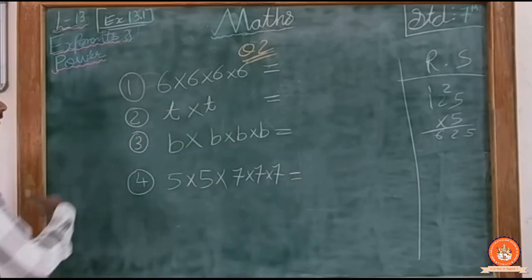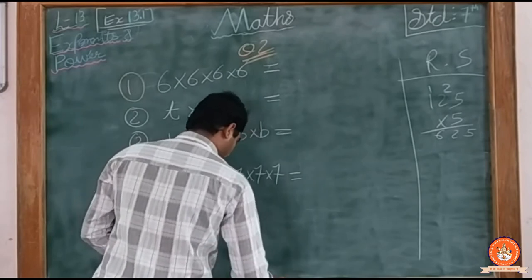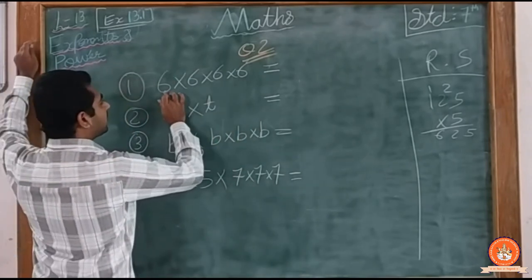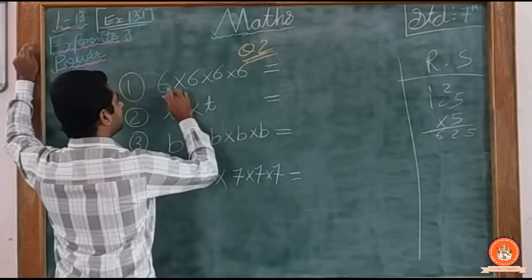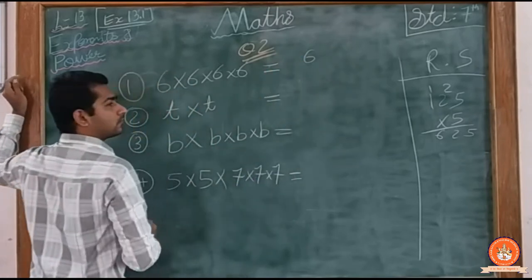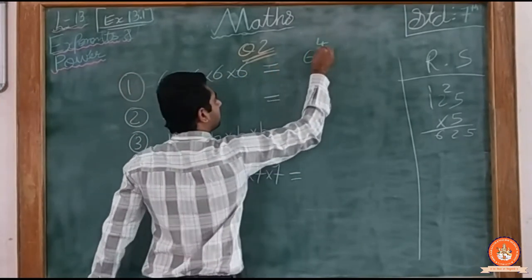Correct? Now, let's give the answer. So for this, how many times is 6 multiplied? Here is 6 only, all are 6, I will write 6 here. How many times 6 are there? 1, 2, 3, 4 times. I will write 4 here.